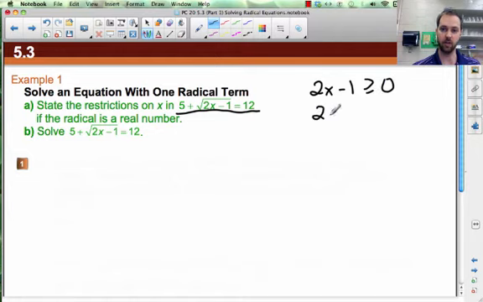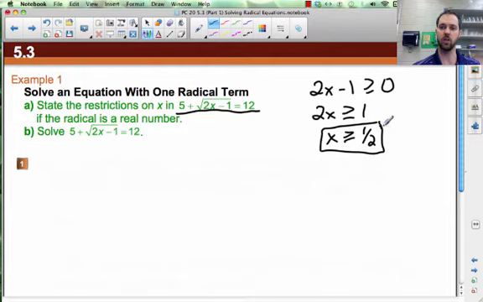And then just solve this. So 2x must be greater than or equal to 1, and then divide each side by 2. X must be greater than or equal to 1/2. So this is the only restriction. You cannot choose a value for x that is smaller than 0.5.